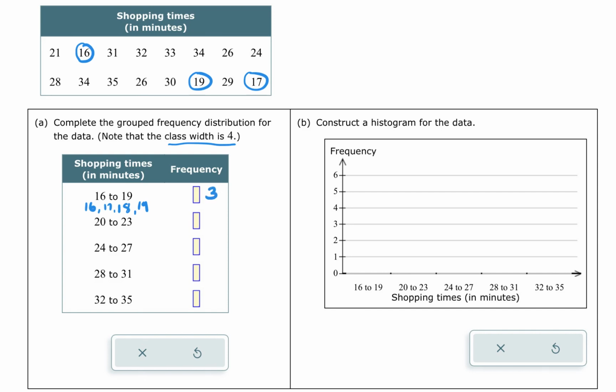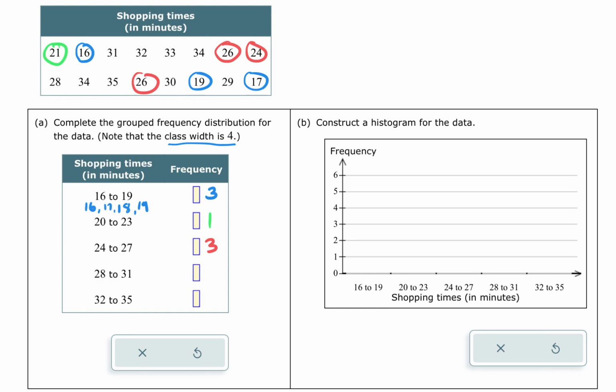Next, I'm going to do the same thing for 20, 21, 22, and 23. There's 21. Let's see, is there any more? I don't see any more, so just one piece of data there. I'm going to do the same thing for 24, 25, 26, 27. Let's see, 24, 26, 26. I don't see anything else, so there were 3 of those.